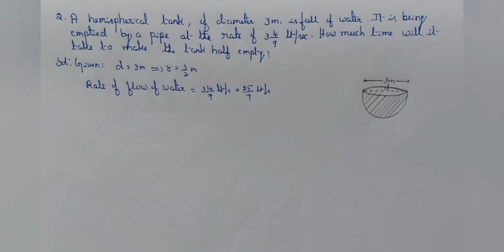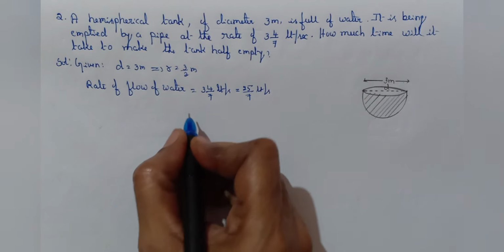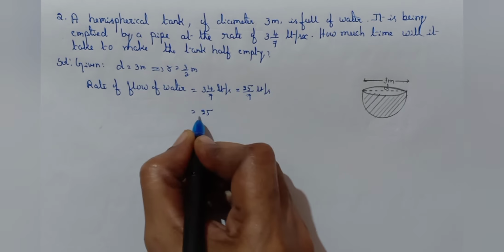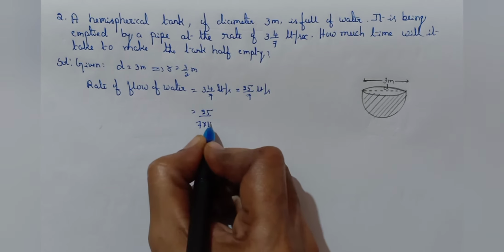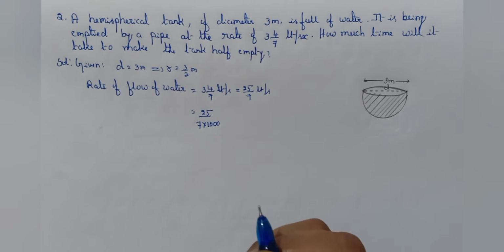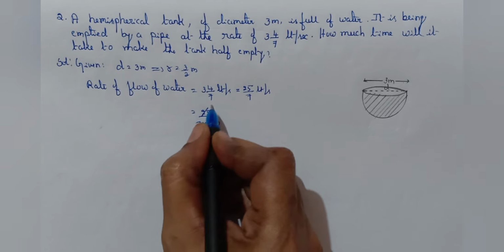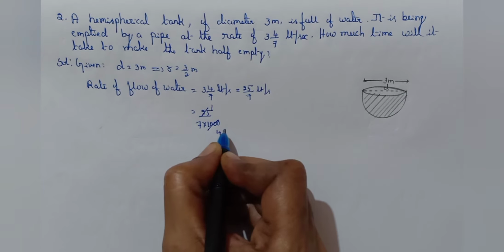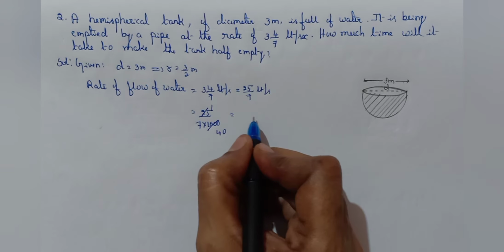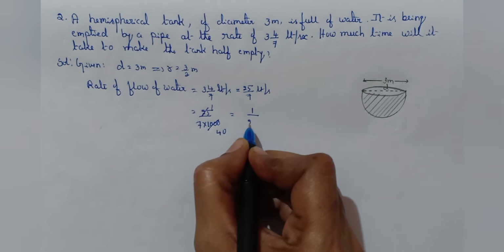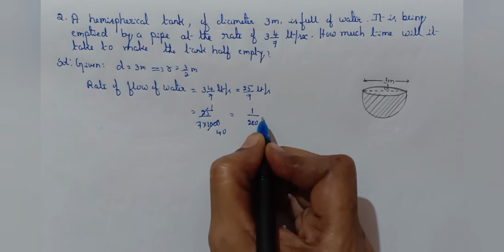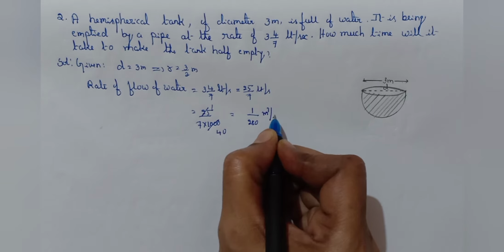So you know 1 liter is equal to 1 by 1000 meter cube. Convert the liter into meter cube, so divide by 1000. 25 by 7 into 1000. So divide 1000 by 25, it divides 40 times. So the rate of flow of water is 1 by 280 meter cube per second.